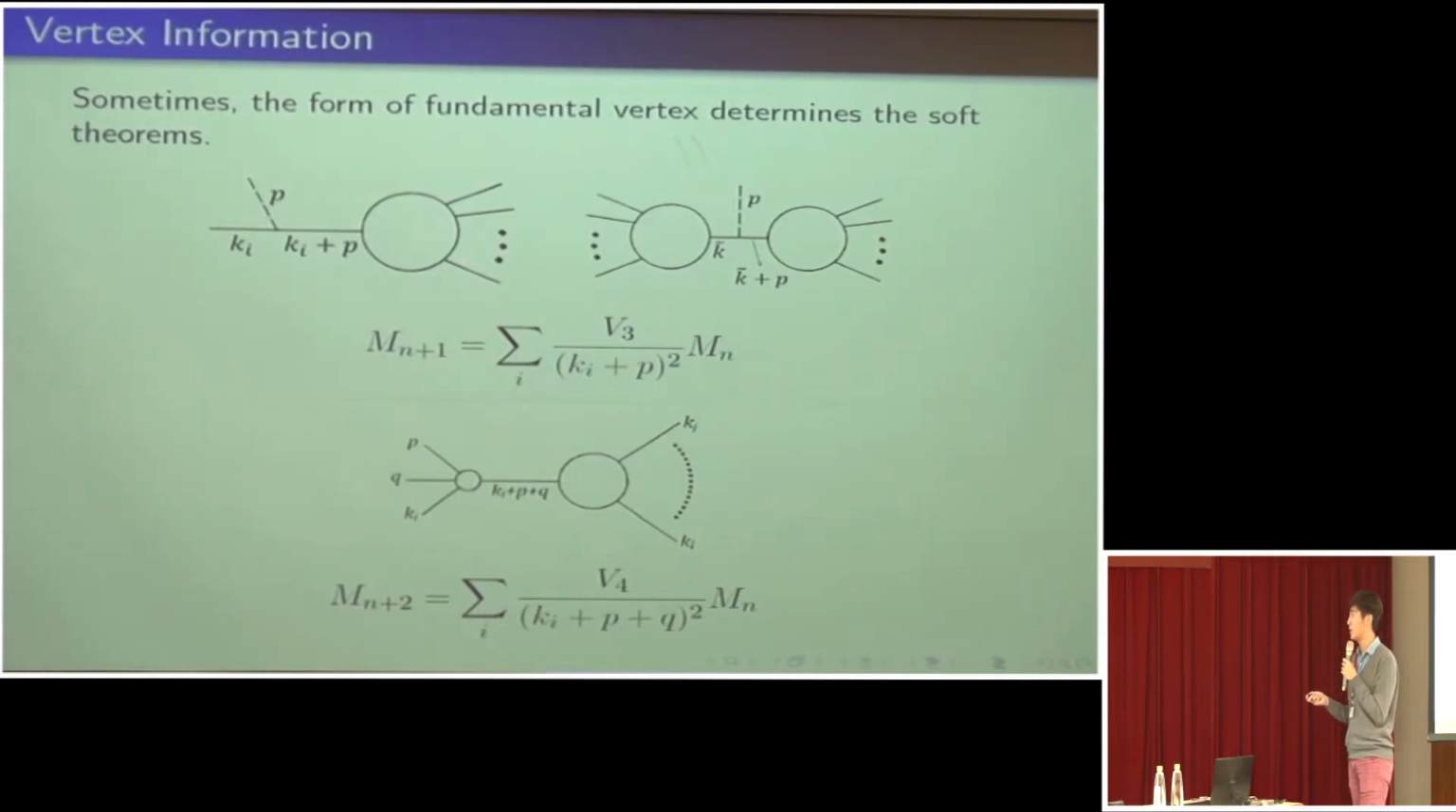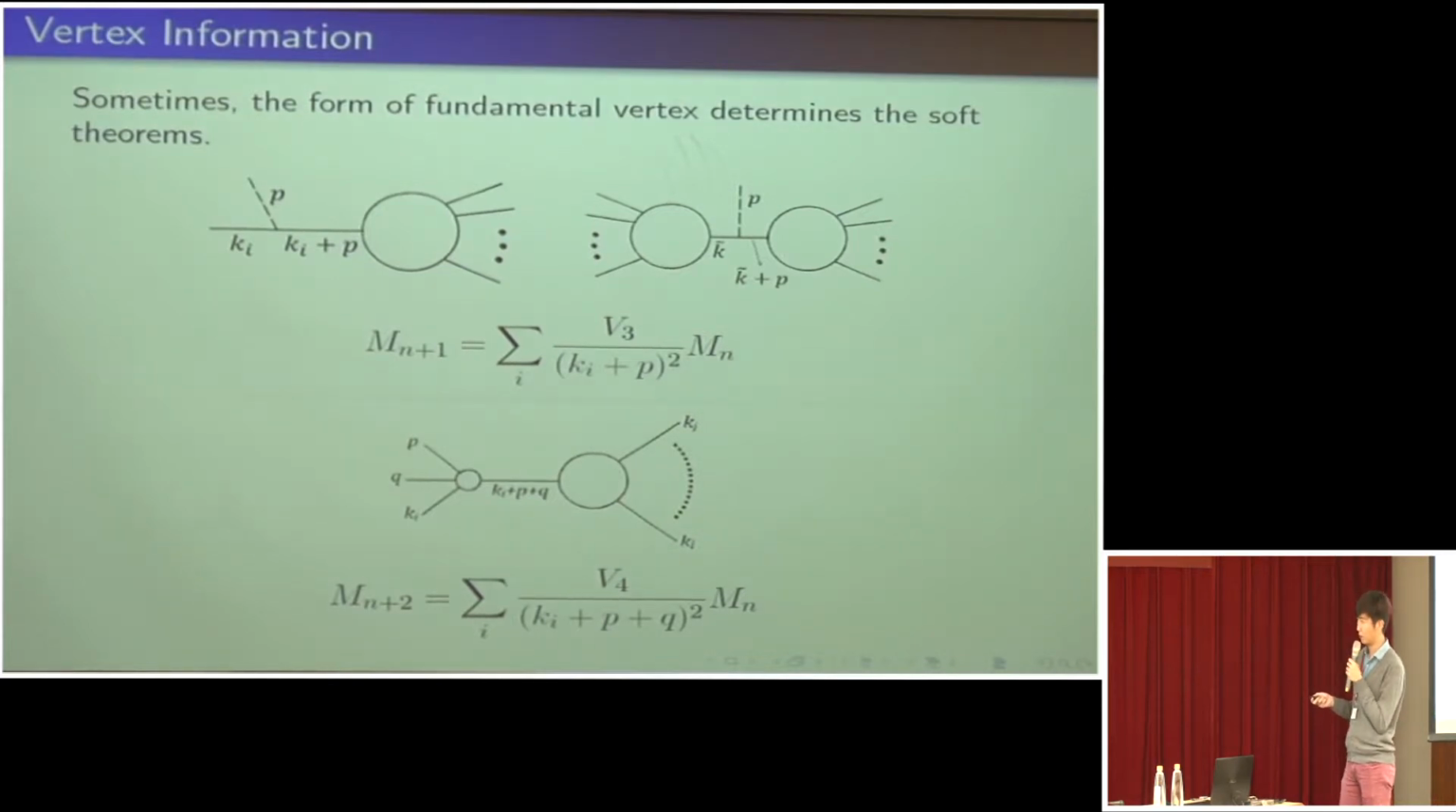But the right diagram only contributes to the subleading part, and it looks like it's not proportional to an n-point amplitude. So how will we get the soft theorem in the subleading order?